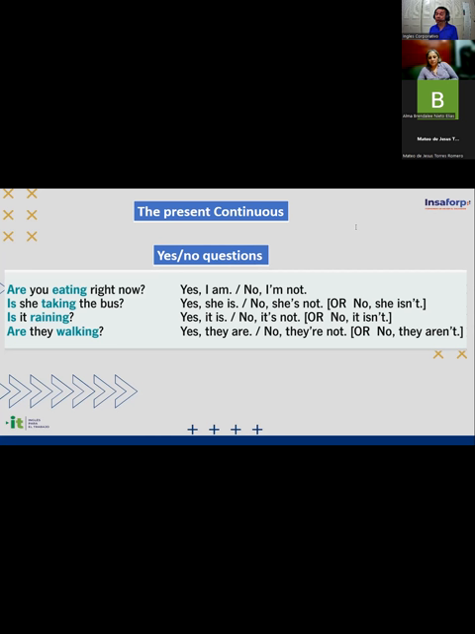Is she taking the bus? Yeah, she is. Or negative? No, she's not. No, she isn't, right? Is it raining? Yes, it is. No, it is not. Oh, no, it isn't, right? Are they walking? Yes, they are. No, they're not. Or you can say, no, they aren't, right? Good. Any question?